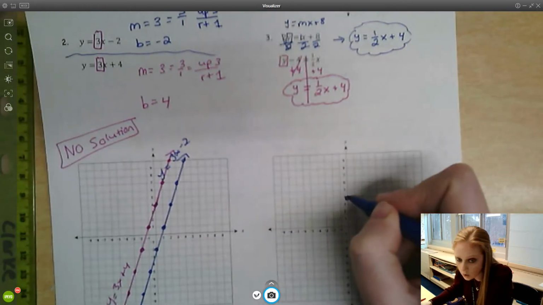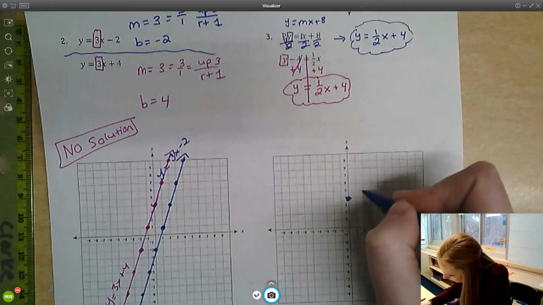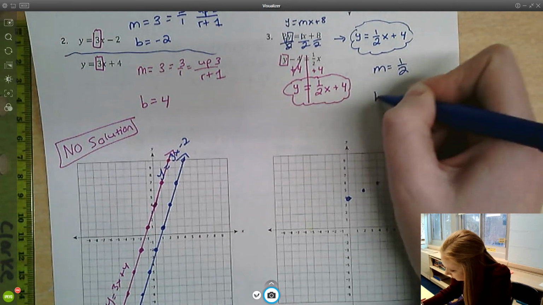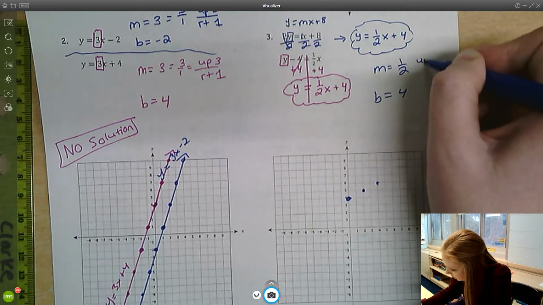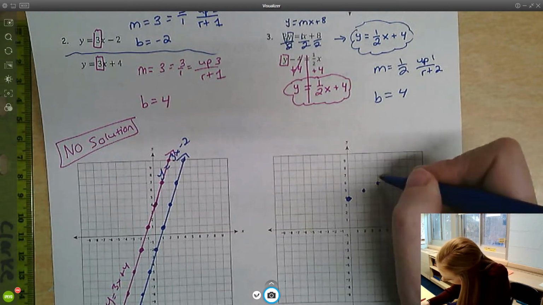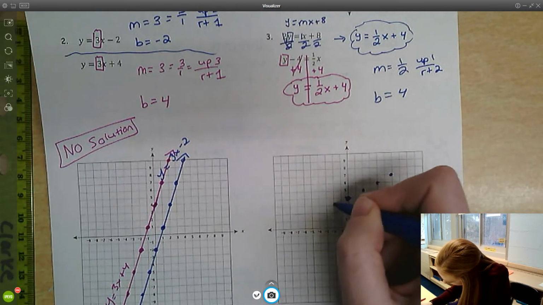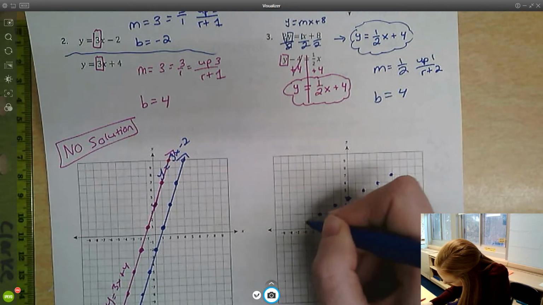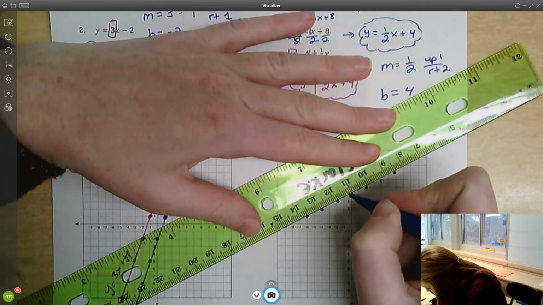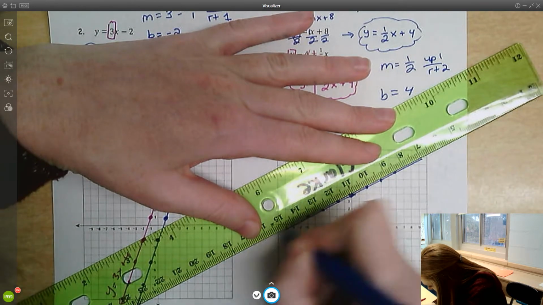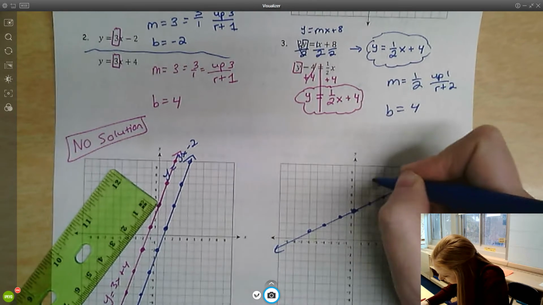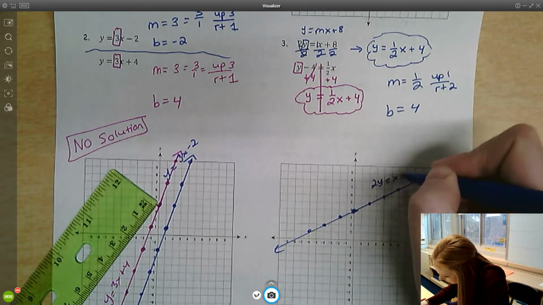I start at 4, and then I go up 1, right 2, up 1, right 2. Right? Our b is 4. Our m is up 1, right 2. Down 1, left 2 to reverse it. Okay, so this is my blue line. Label it with the original. So that was 2y equals x plus 8.